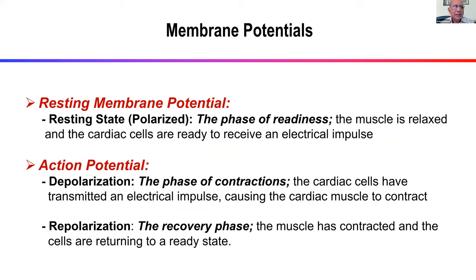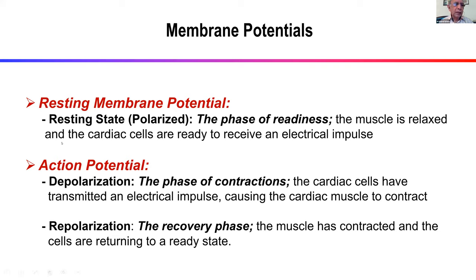We can say it is a resting state, and scientifically it is polarized, because this membrane has got certain polarization, so we call it potential, but this is in the resting state. And this phase we can also call the phase of readiness. The muscle is relaxed and the cardiac cells are ready to receive an electrical impulse. So in this state, muscles are relaxed, but they can take any impulse they get from outside or from an implant.